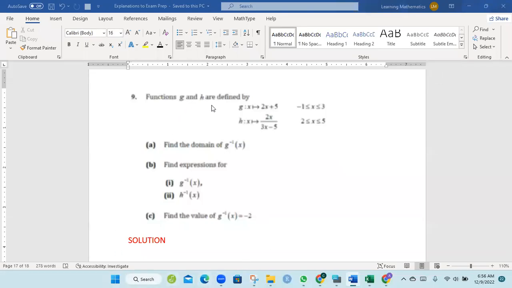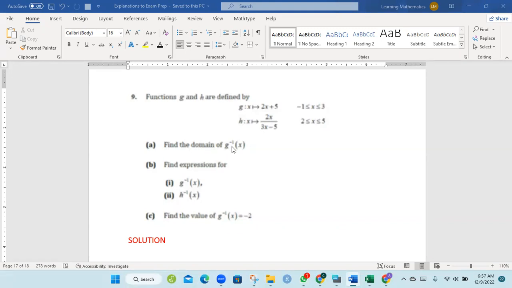Functions g and h are defined by g of x is equal to 2x plus 5 with the domain x between minus 1 and 3, and h of x is equal to 2x divided by 3x minus 5, and the domain is x is greater than or equal to 2 and x is less than or equal to 5. So now we have to find the domain of the inverse of g.